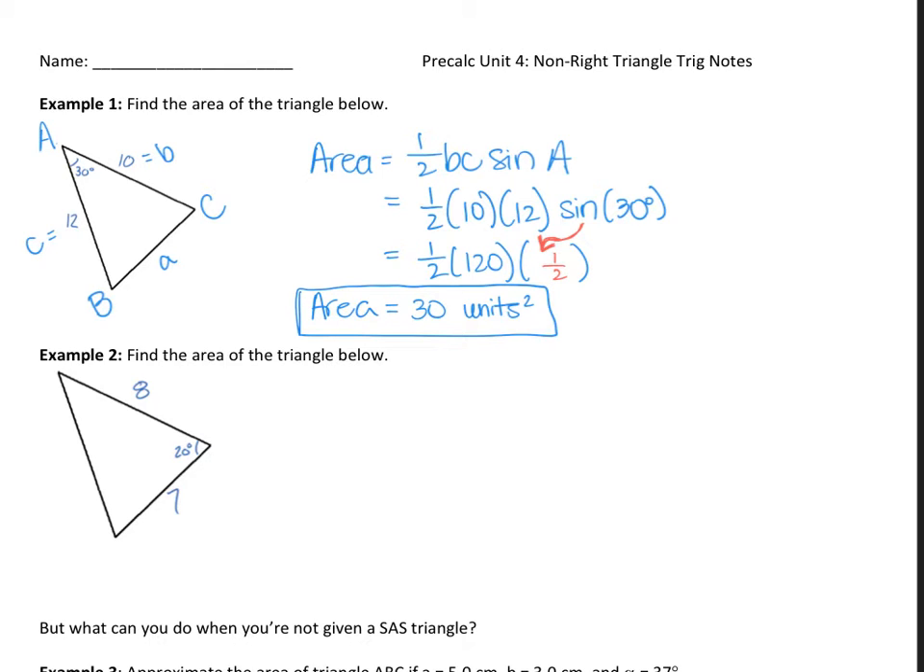Example 2 is the same kind of idea. This is a side angle side triangle. I don't think we really talked about that in the first example, but you do use this formula with side angle side triangles. Not that you can't use Heron's formula, because like I said on the previous page, we could solve for this third side using law of cosines. So it's not that you have to use sine here to find the area, but that is going to be the quickest way to find the area when you're given a side angle side triangle.